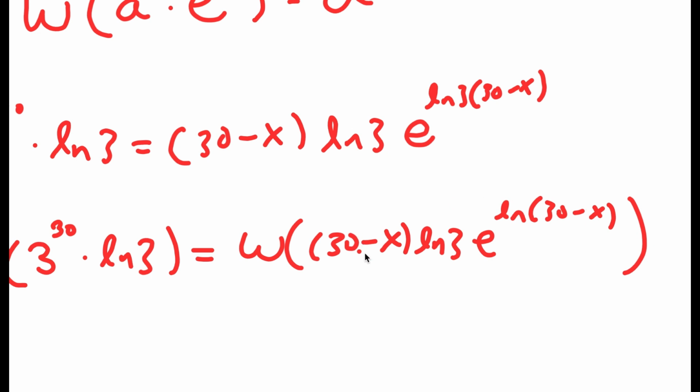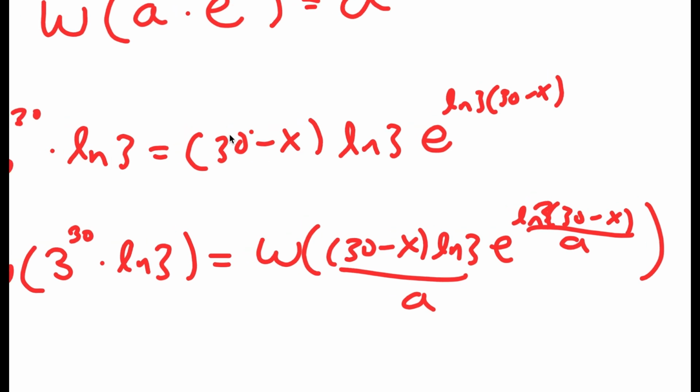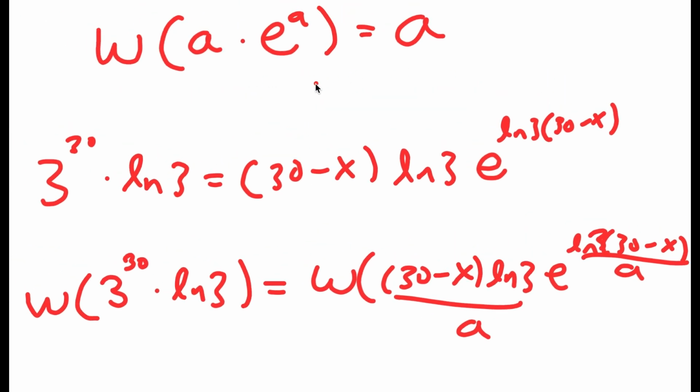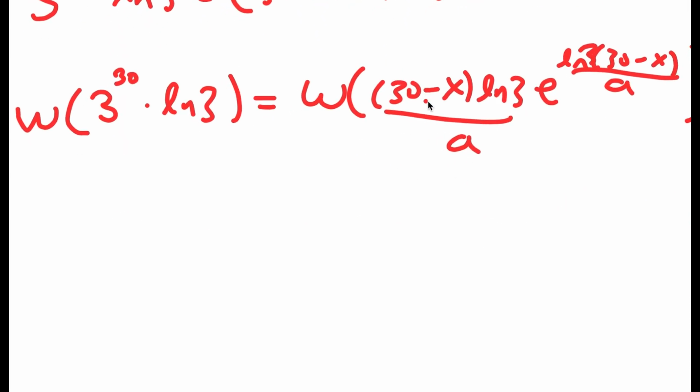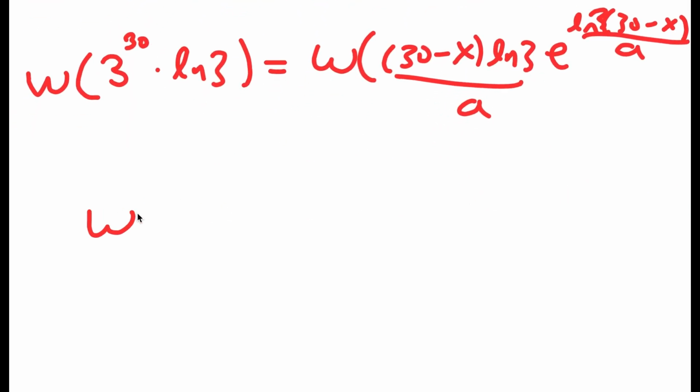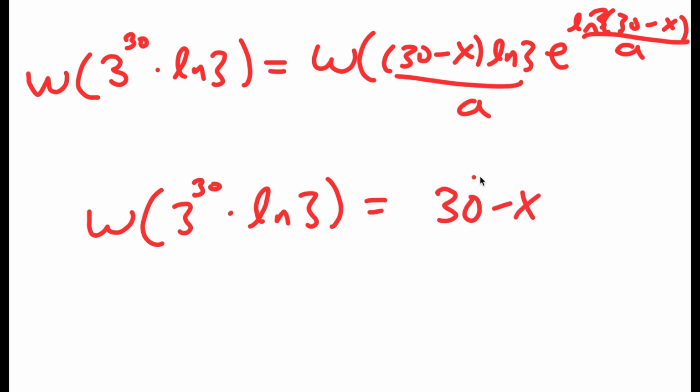Now notice how we have a, which is 30 minus x times ln 3, this is a, times e to the power of a again. This is supposed to be ln of 3. So this means that this follows the Lambert W function, meaning the W of this is just going to equal a, which in this case is 30 minus x times ln 3. So now I have W of 3 to the power of 30 times ln 3 is equal to 30 minus x times ln 3.